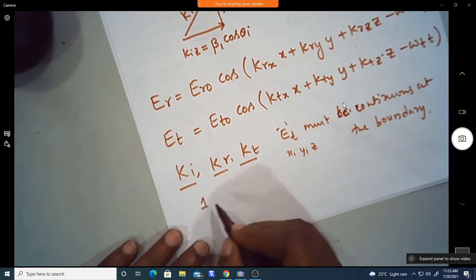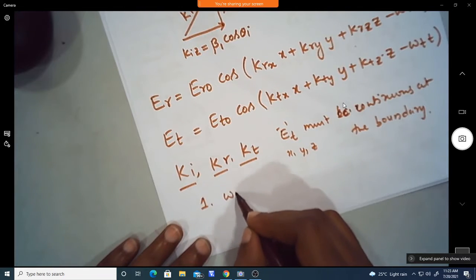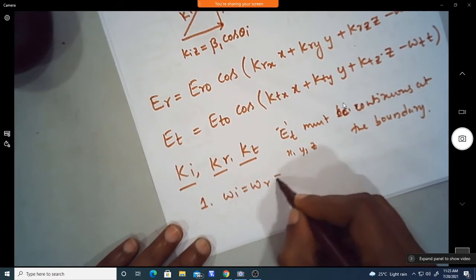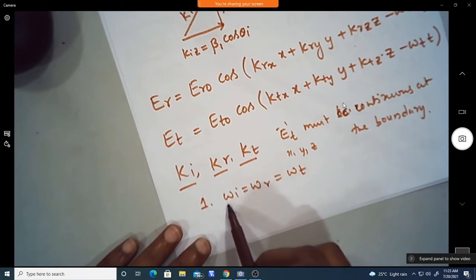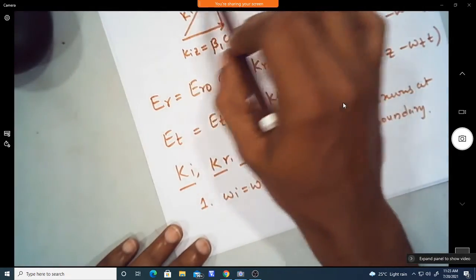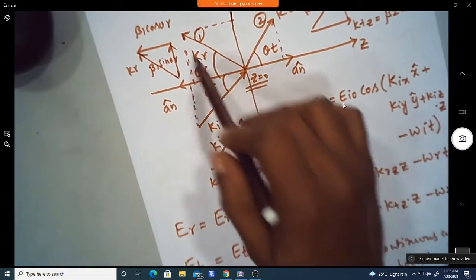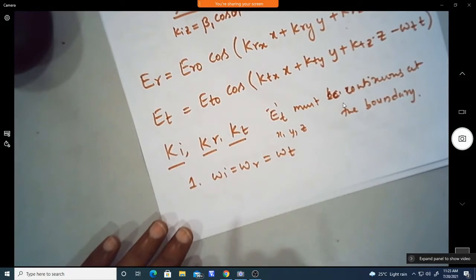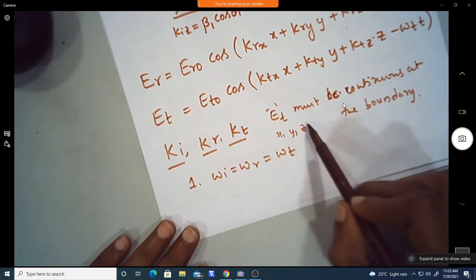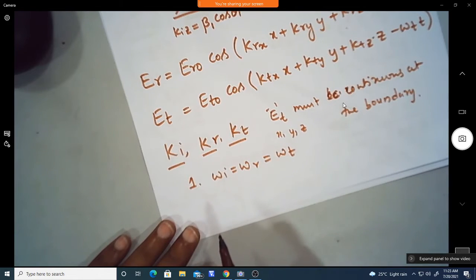The first condition, in order to satisfy this one, is that omega i should be equal to omega r, and that should be equal to omega t. That is, the frequency should not change in both the media, it should be the same. For the incident wave, reflected wave and the transmitted wave, the frequency should remain constant, then only can we get this condition, that the tangential component will be continuous at the boundary.